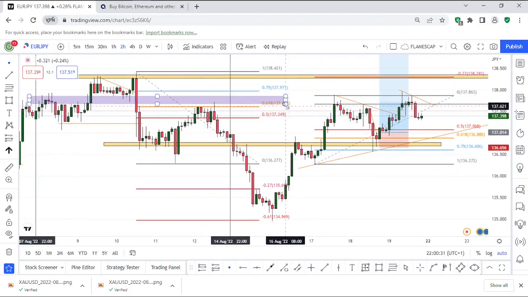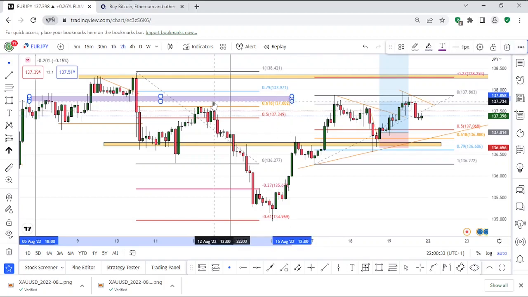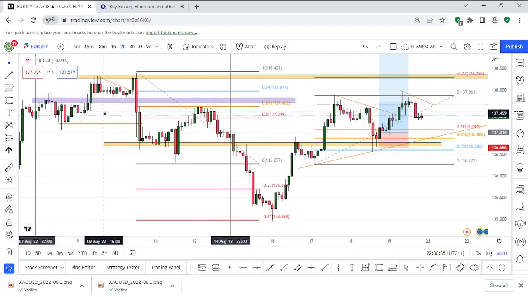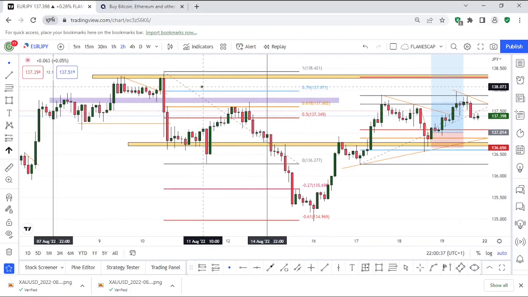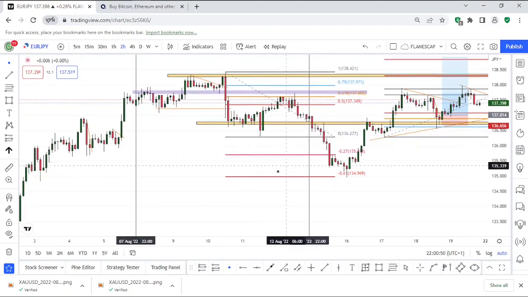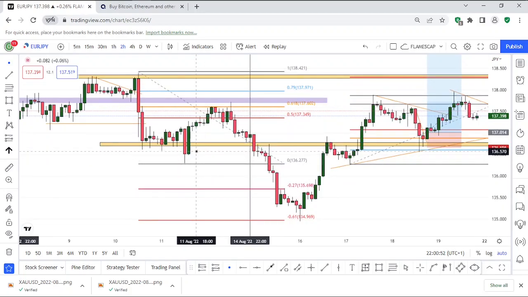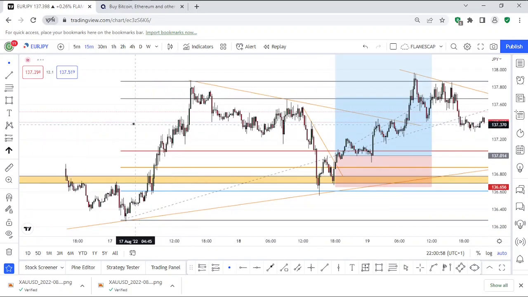So what the market did was, the market came in, tapped into the resistance, and also tapped into the Fibonacci retracement zone, which is the 0.61 retracement zone. And then on getting these two criteria, what you do is you move down to your 15 minutes.